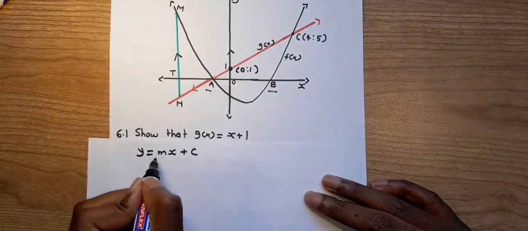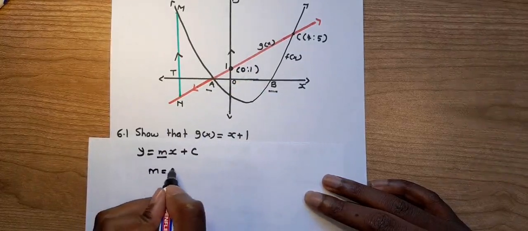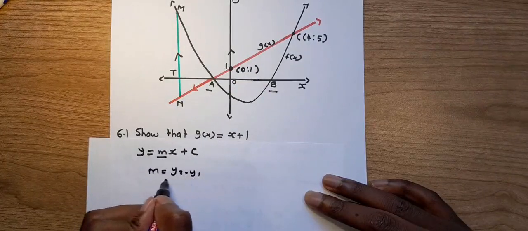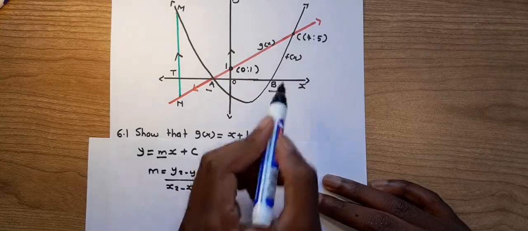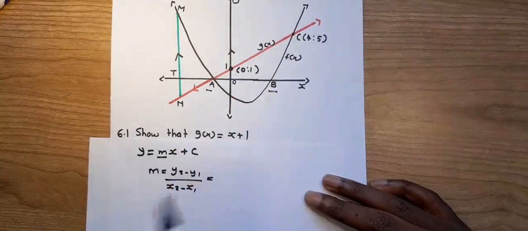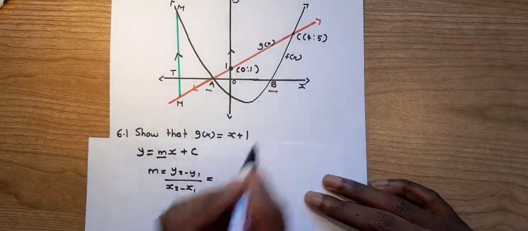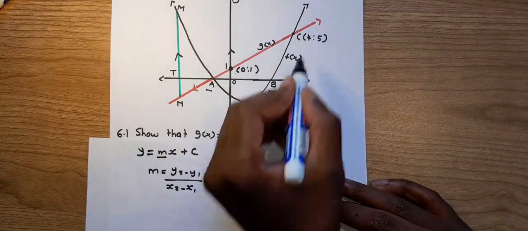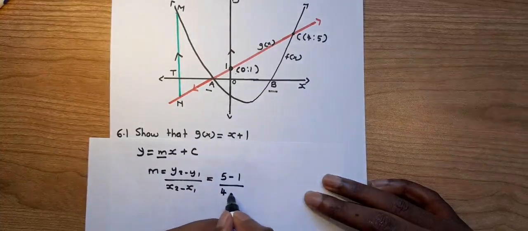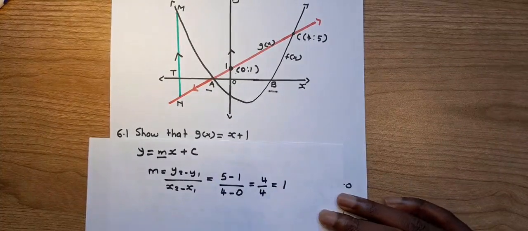So within this equation, we need to find the value of m, and the value of m is actually the gradient. So how do we find the gradient, ladies and gentlemen? We use this wonderful equation. We're going to use this point and point C in the gradient formula. So y2 will be 5, while y1 becomes 1, and then x2 becomes 4, minus 0. So this is going to be 4 divided by 4, and my gradient will indeed equal 1.